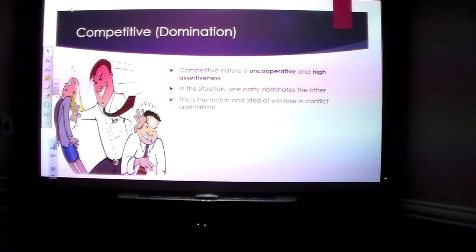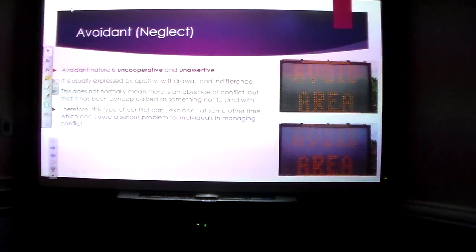So competitive nature is uncooperative and high in assertiveness. One party will dominate the other. The idea is that one person has to win and another person has to lose. And that's common, and that happens. That creates a competitive environment, and you have to keep that in mind.